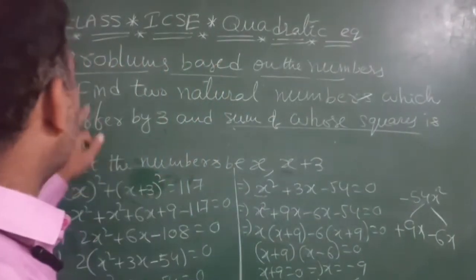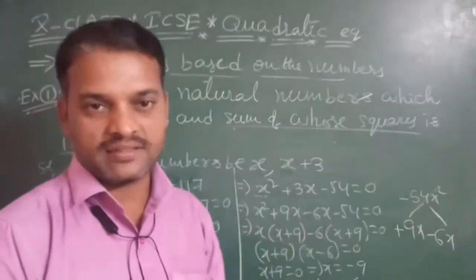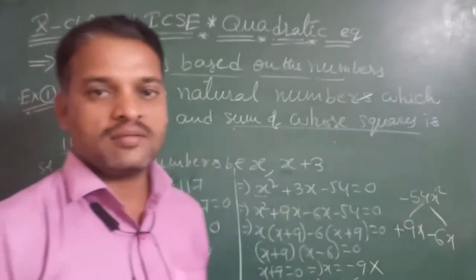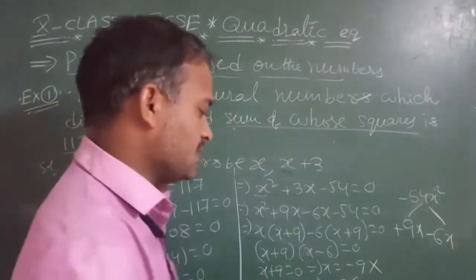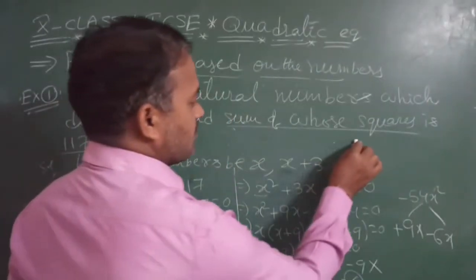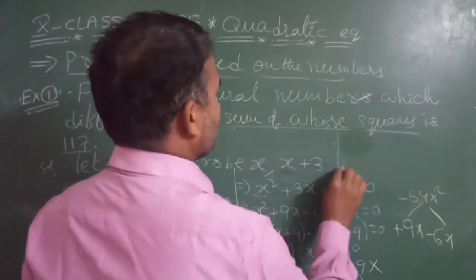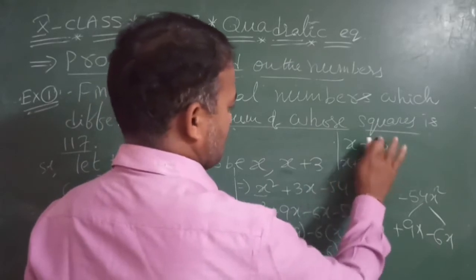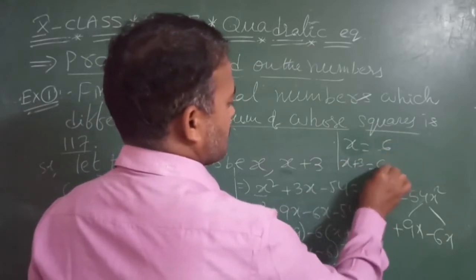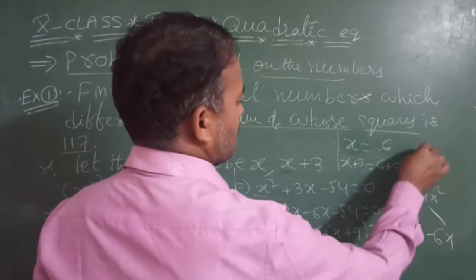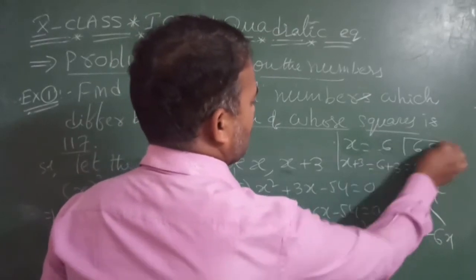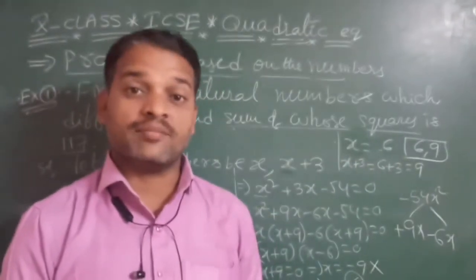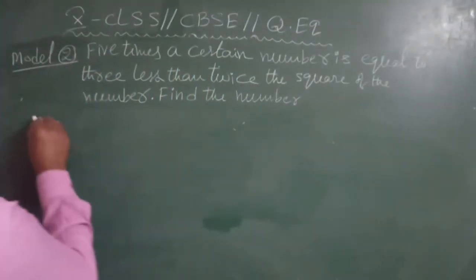According to the question, we need natural numbers, so minus 9 cannot be taken. One of the numbers is 6, that is x equals 6. Then x plus 3 is 6 plus 3, which is 9. So the two numbers are 6 and 9. This is about the problems based on numbers. One of the sums.